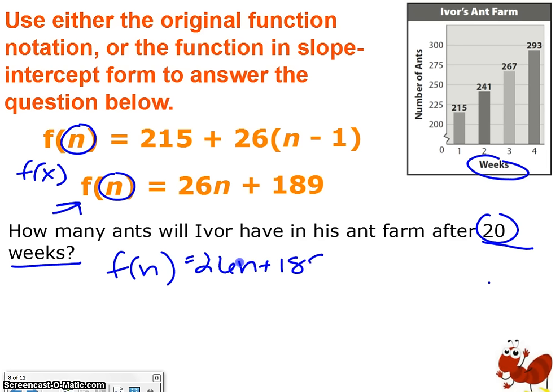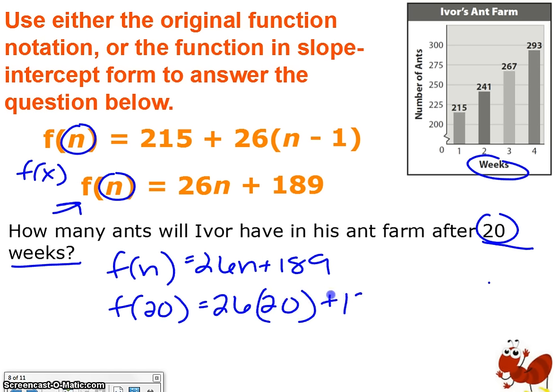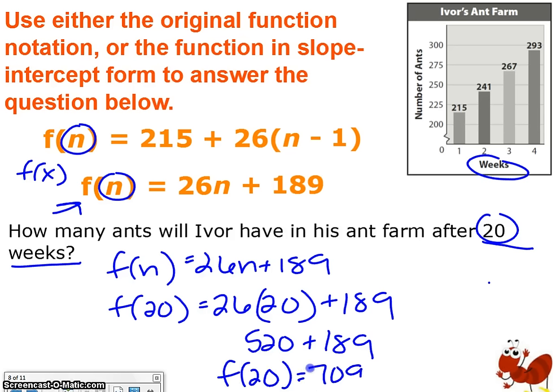So I can take f of n, and I'm going to use the slope-intercept form right here of 26n plus 189, and I can find where 20 goes. And remember, when the 20 is inside the parentheses at f of n, that is representing the n, so I would plug in the 20 for n. Well, solving my two-step equation, I multiply first. 26 times 20 gets me 520 plus 189 gets me a total of f of 20 equals 709 ants. So after 20 weeks, he will have 709 ants.